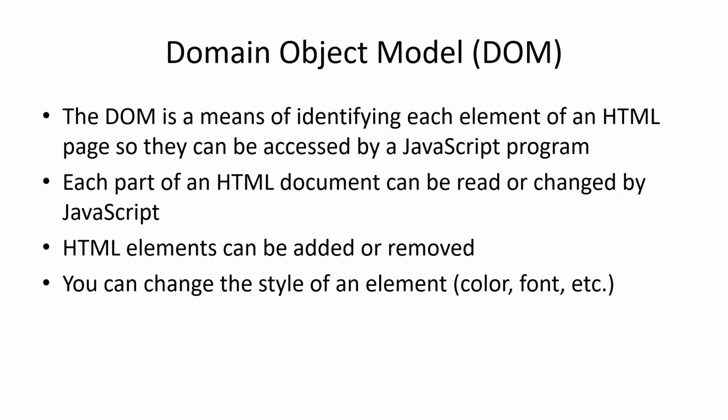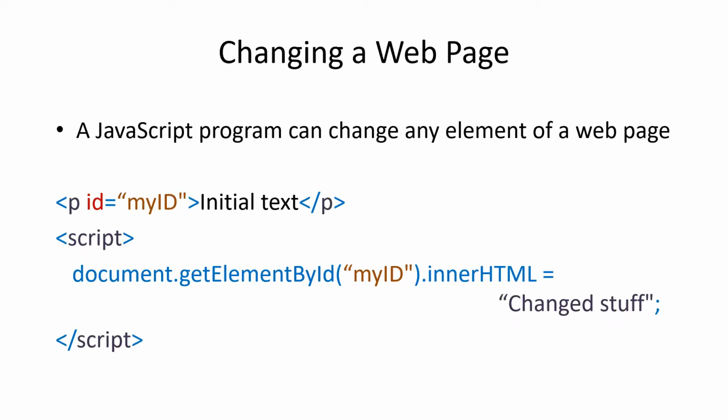you can access them in a JavaScript program. Each piece of a web page is an object in the domain object model, and JavaScript can access that model. It can read the values on the screen. It can change them. You can add new elements. You can add new pieces to the screen. You can remove elements that are on the screen. You can change the style. You can change the color and font of a paragraph if you want. You can access each piece of the web page via the JavaScript program.